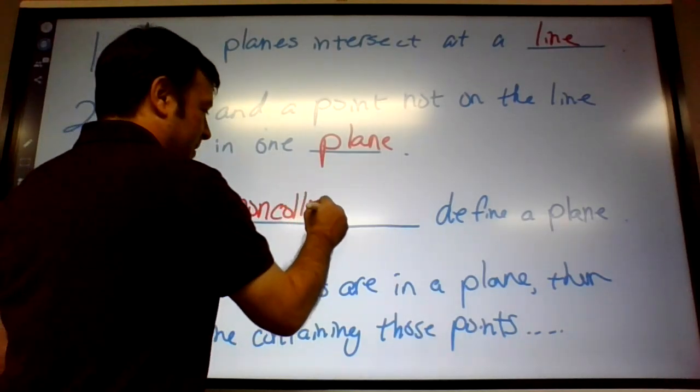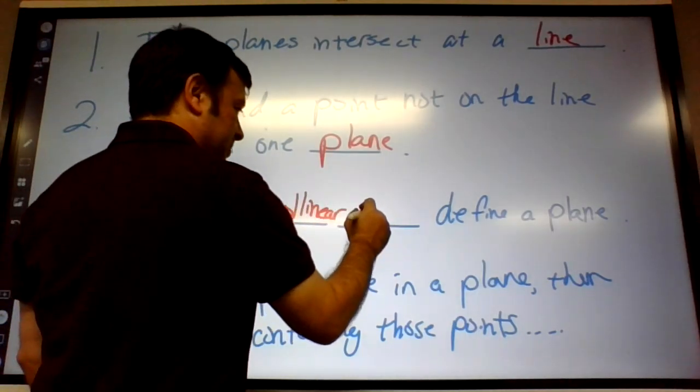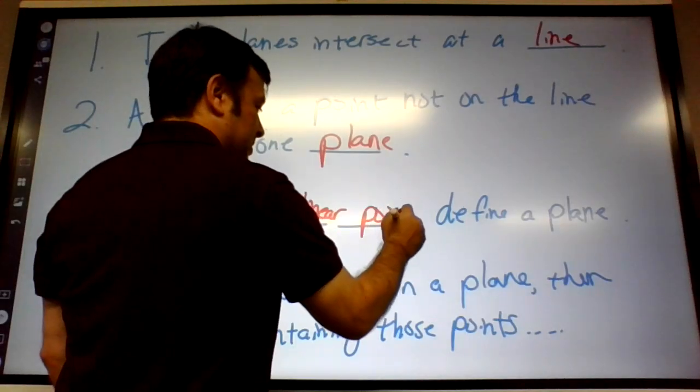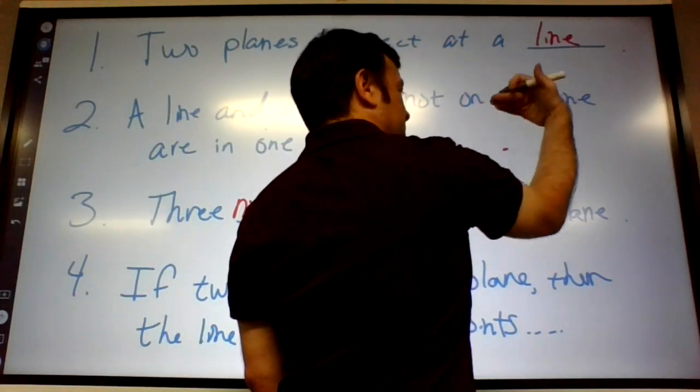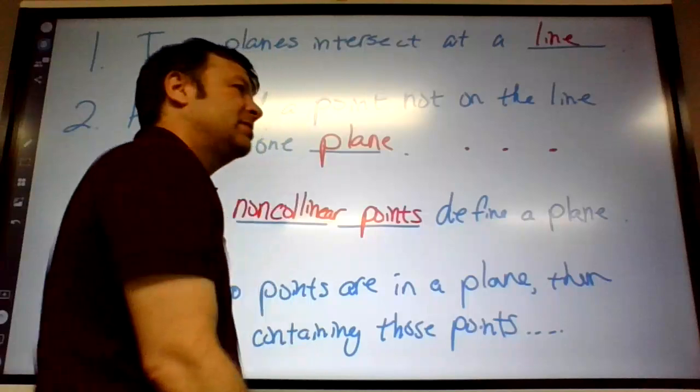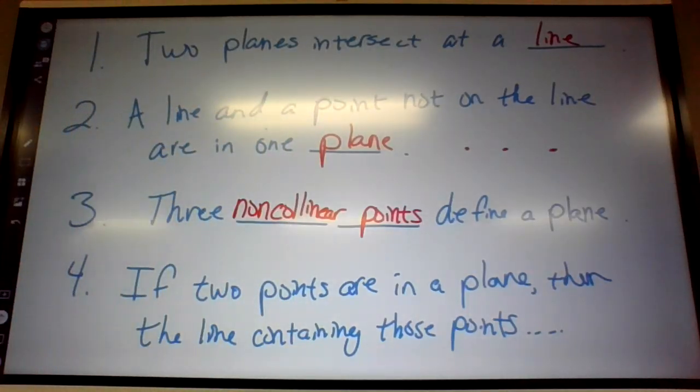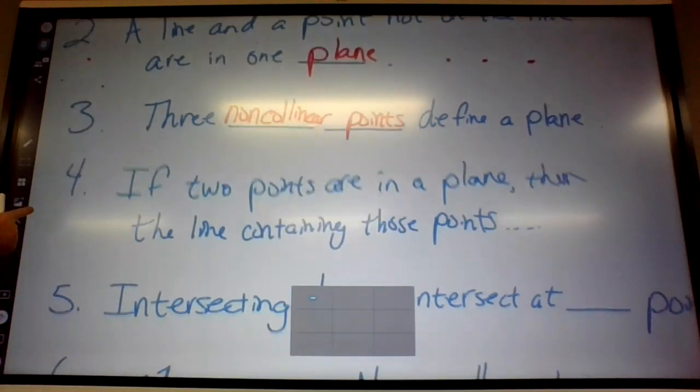They can't be in a line because if you have three points in a line, there's a lot of planes that intersect it. Those three points, but if they're non-collinear, there's only one plane that can cover them. Okay.